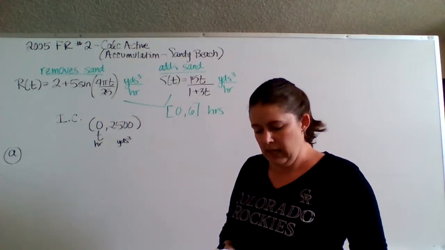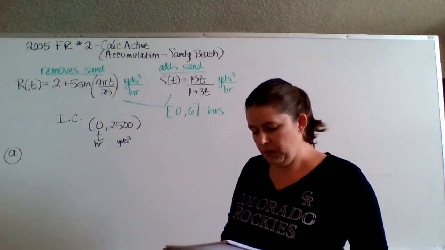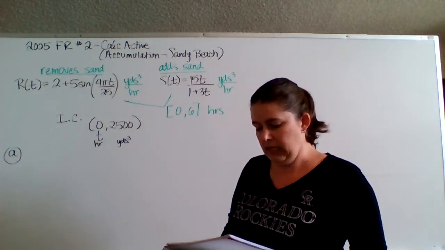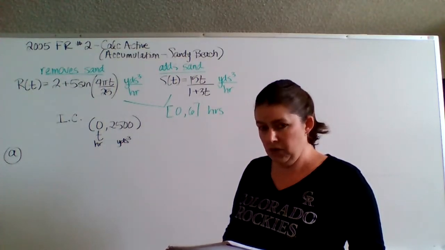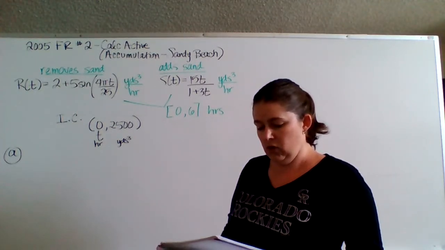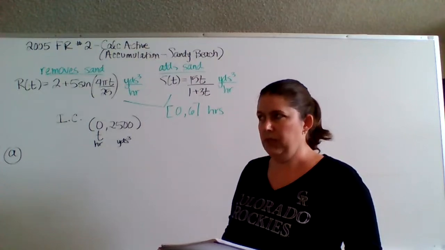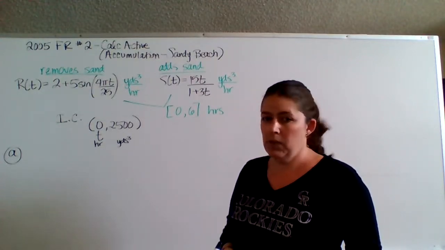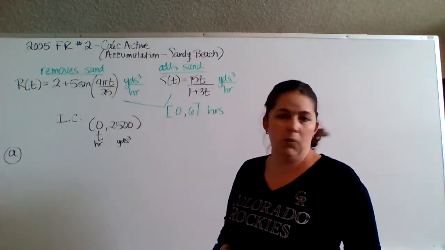So part A says, how much sand will the tide remove from the beach during this 6-hour period? Indicate units of measure. If they're asking for units of measure, that means that's going to be a point in our points for part A. So if they're just asking us how much sand will be removed, we don't care about the stuff that's coming in. We don't care about what we start with.